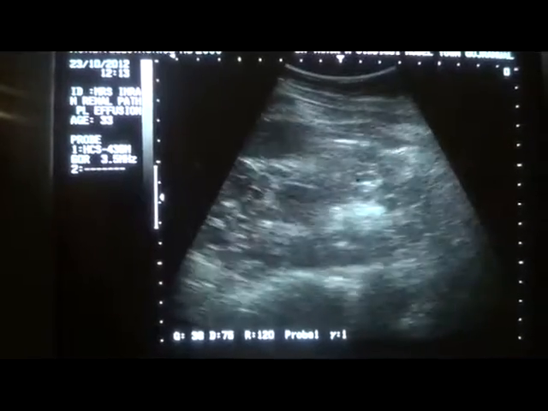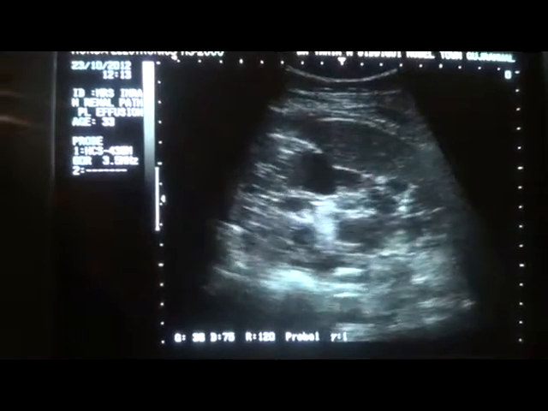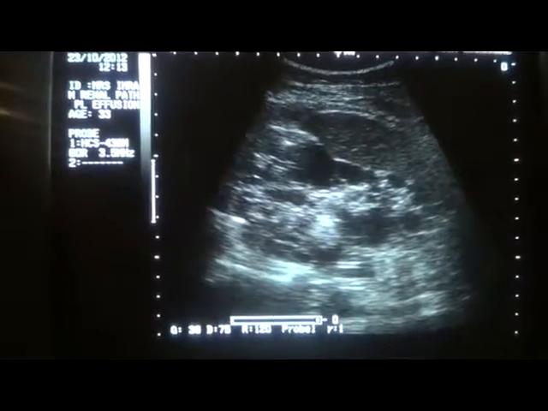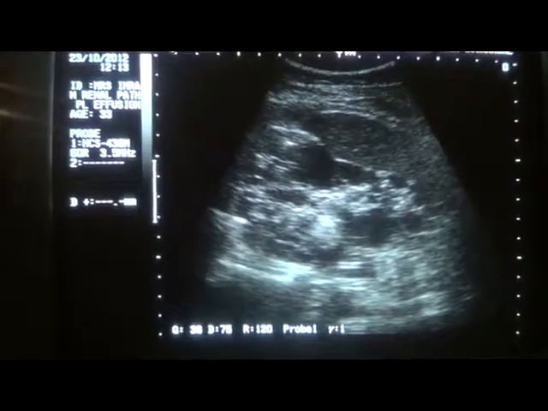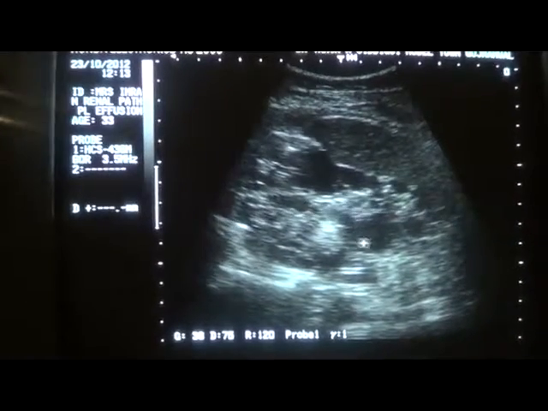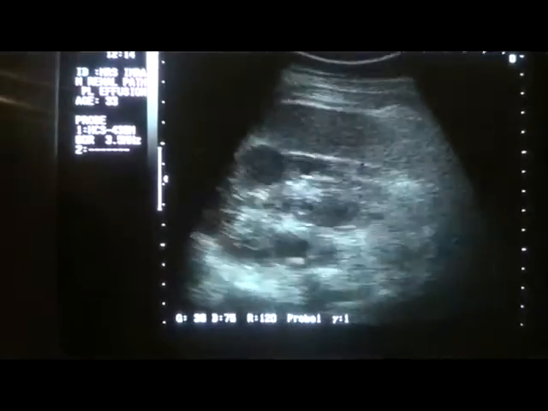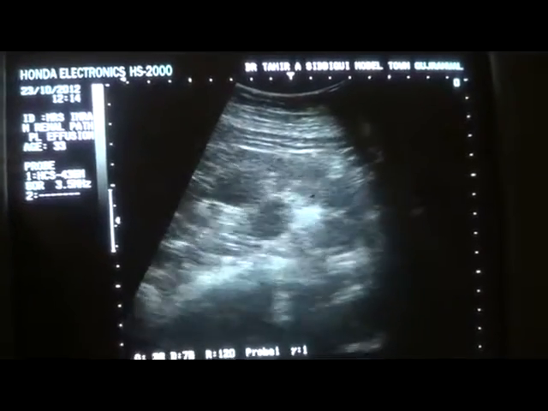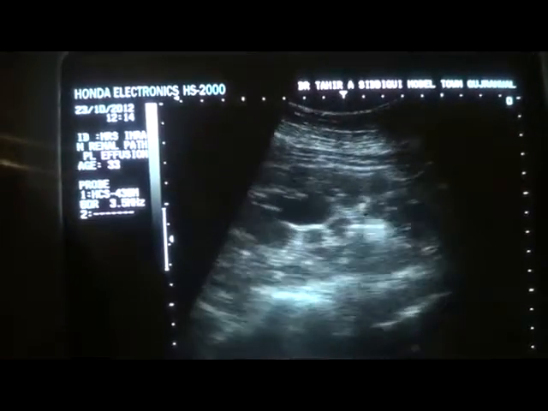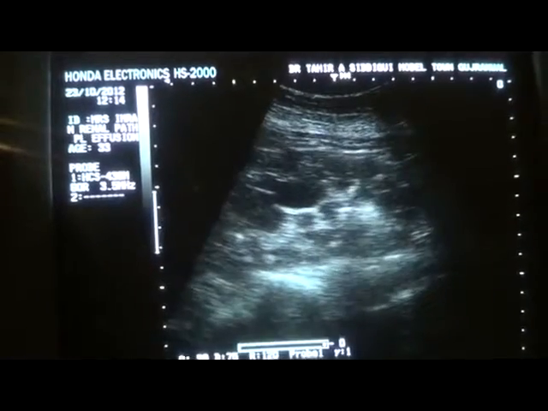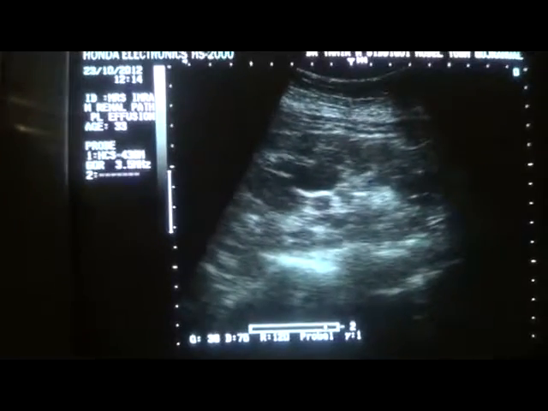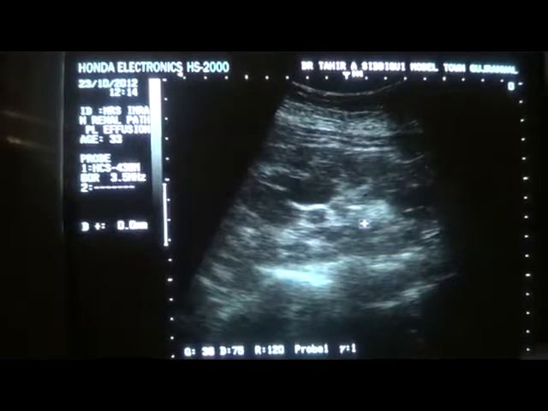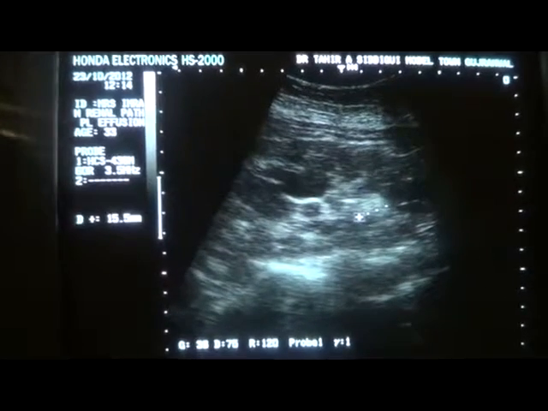Non-communicating cysts. This is the mid region of the left kidney. Again, see the number of cysts and the calcification. This is the calcified area, that's hyperechogenic. These are all cystic areas. And here you can see a large calculus at the lower pole. Now, this is the largest calculus of all, measuring 15.5.